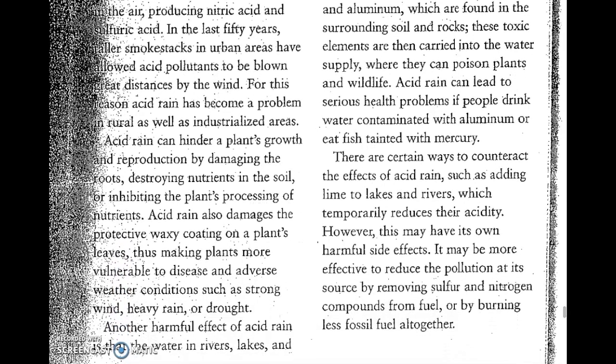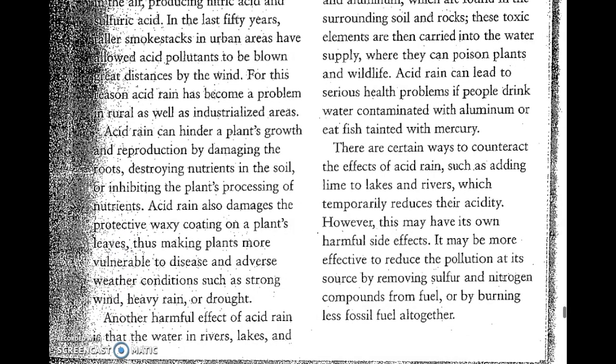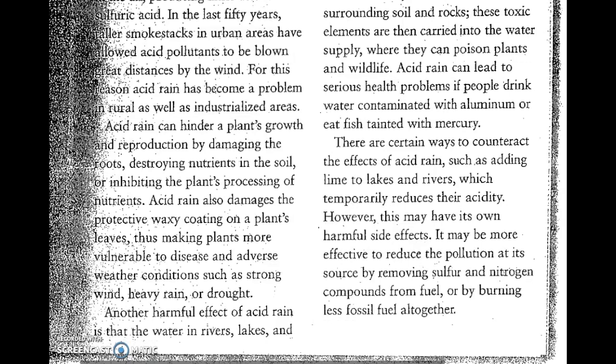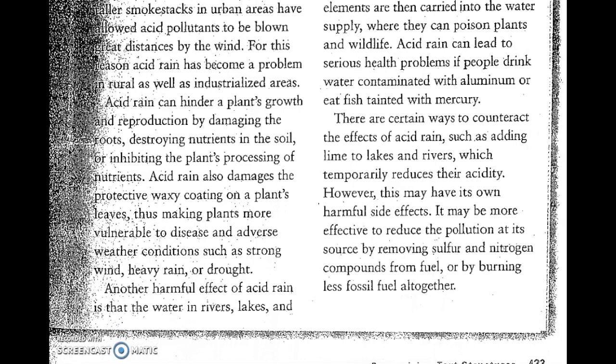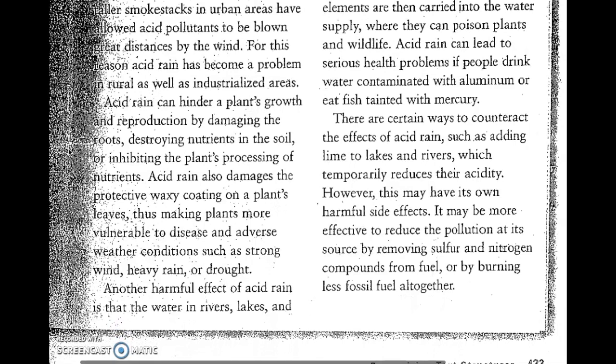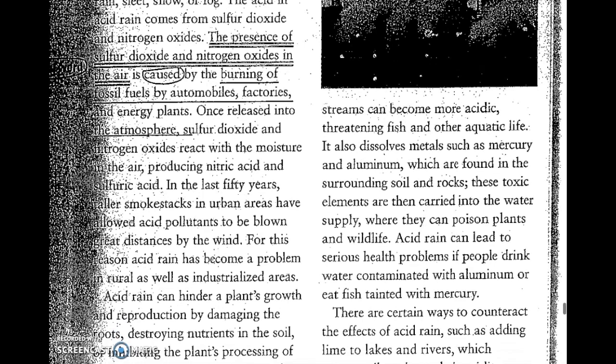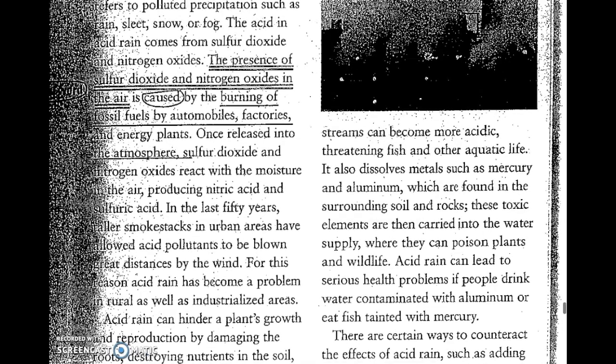Acid rain can hinder a plant's growth and reproduction by damaging the roots, destroying the nutrients in the soil, or inhibiting the plant's processing of nutrients. Acid rain also damages the protective waxy coating on a plant's leaves, thus making plants more vulnerable to disease and adverse weather conditions such as strong wind, heavy rain, or drought. Another harmful effect of acid rain is that the water in rivers, lakes, and streams can become more acidic, threatening fish and other aquatic life.